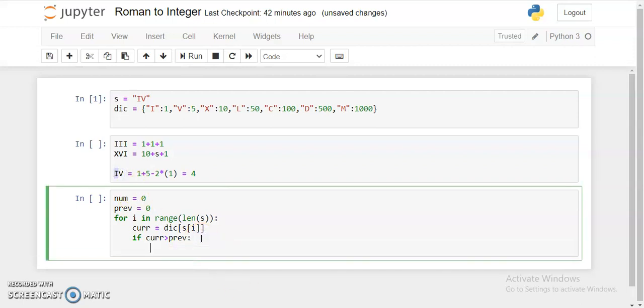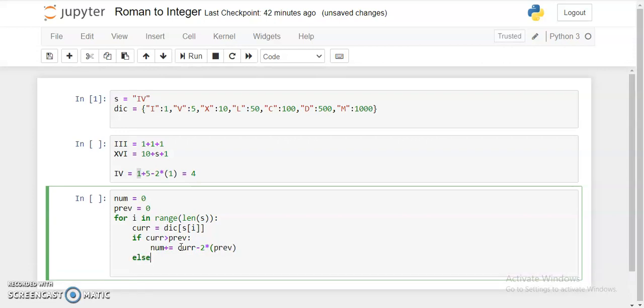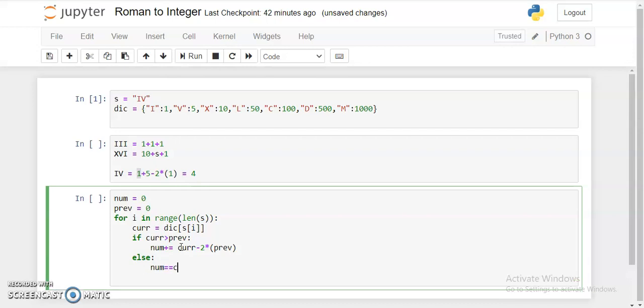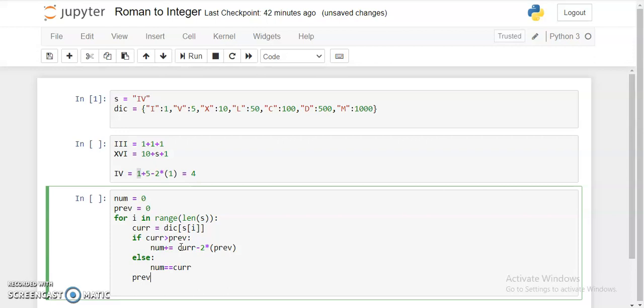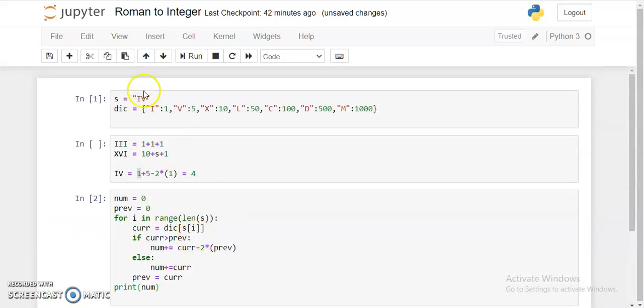Then what I am going to do is num plus equals current minus 2 into previous, because the previous value was added earlier already. And else, if it is not the case, then just num plus equals current. We need to update our previous pointer to current for the next iteration, and then print num. As you can see, it is 4.